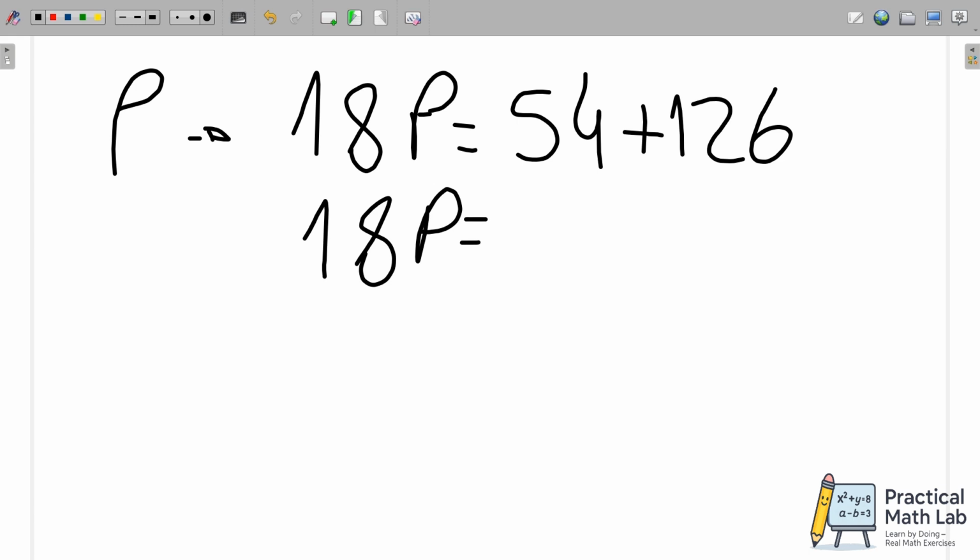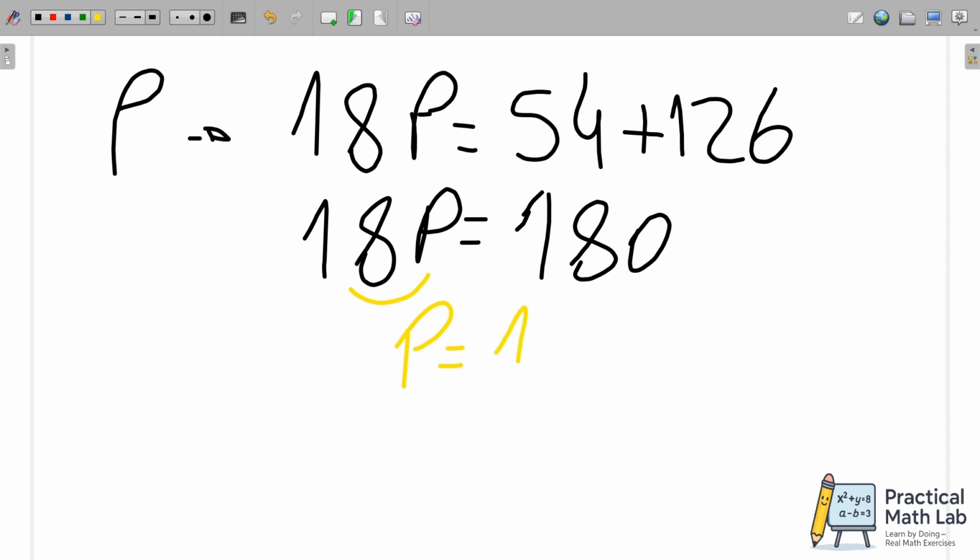18P equals 54 plus 126, which is 180. Since this is a multiplication here, when we move it to the other side, we'll bring 18 to the right side as a division. So, it becomes P equals 180 divided by 18. So, P equals 10. That's the original price of each box of candles, 10.